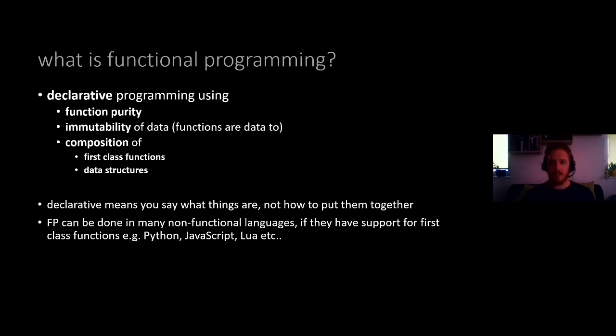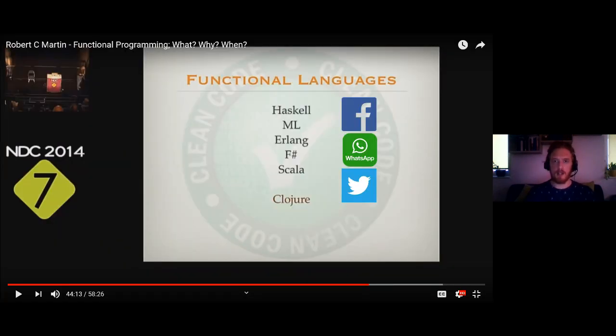Functional programming can be done in many officially non-functional languages, as long as they have support for certain features. So for example, Python, JavaScript, Lua script, these can do functional programming. And there's another list here: Haskell, ML, Erlang, F#, which is functional programming on the .NET platform, Scala. And the last one, Clojure, is highlighted because this is a modern, very powerful Lisp implementation. So who uses functional programming nowadays? Well, it's Facebook, it's WhatsApp, it's Twitter. So big players already use functional languages.